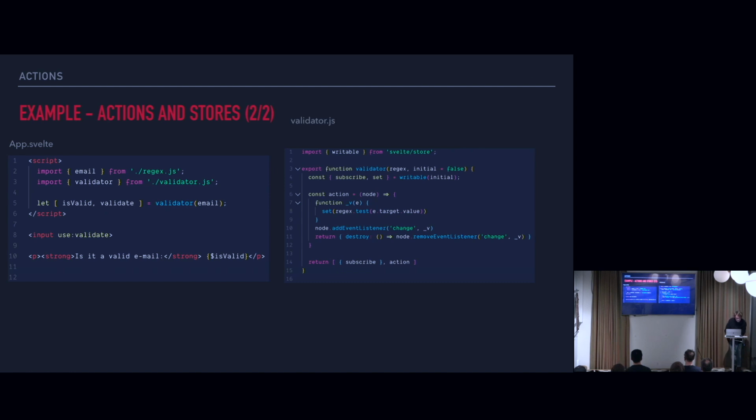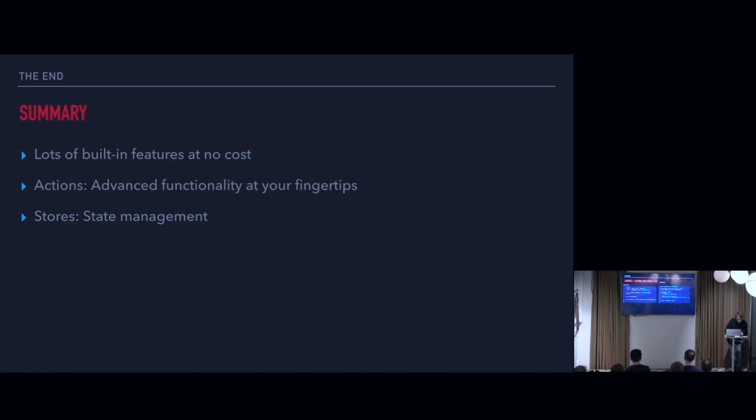All right. So in summary, there are lots of built-in features in Svelte, and they don't cost anything if you don't use them. Actions are advanced functions that you can reuse, and they are pretty neat. Stores are used for state management, and yeah, I guess that's it. That's all for me. Thank you.